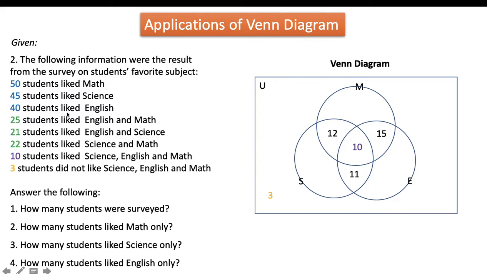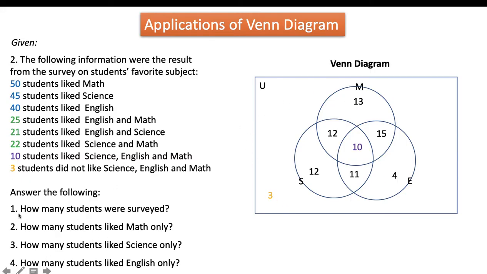Then for these 40 students who like English, this will be the section. Since we already have 11, 10, and 15, we will just subtract these from 40, and our answer here is 4. Then for 45 students who like science, we are referring to this section here. So this 45 will be subtracted by 12, by 10, and by 11, and we are left with 12. Then finally, these 50 students who like math, this will be subtracted by 12, by 10, and by 15, and we got here 13.